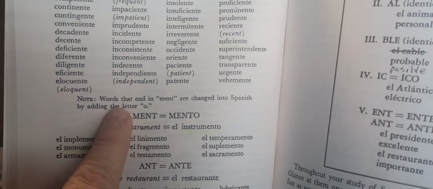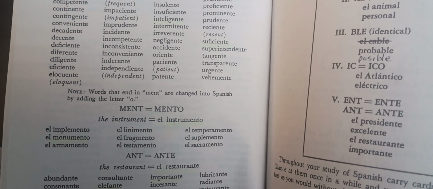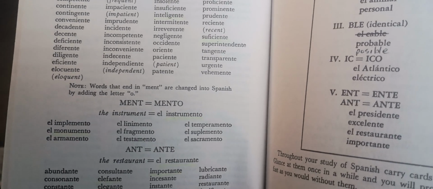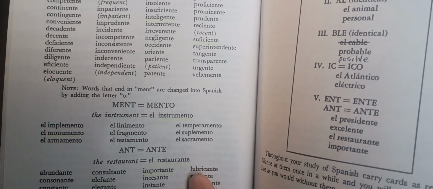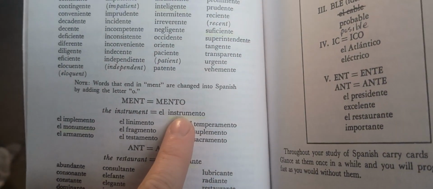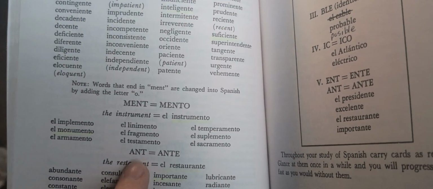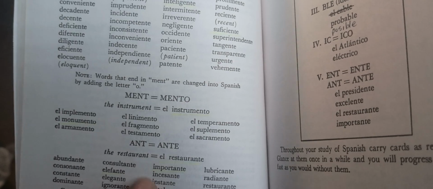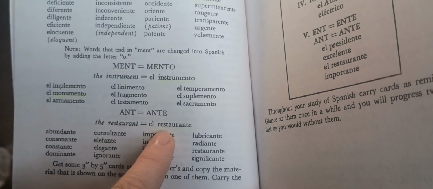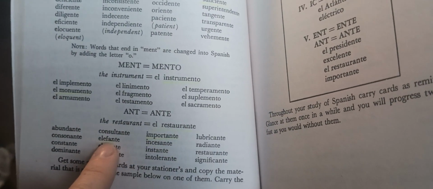Note, words that end in MENT are changed into Spanish by adding the letter O. The instrument. El instrumento, el monumento. ANTE. The restaurant. It's important. You've got to eat somewhere. El restaurante, importante, elefante.